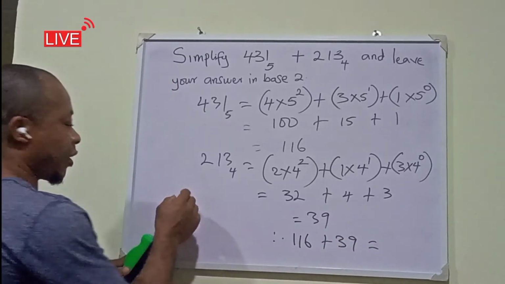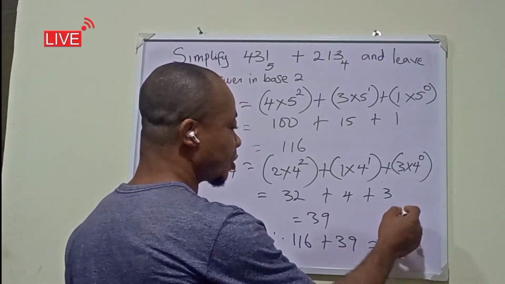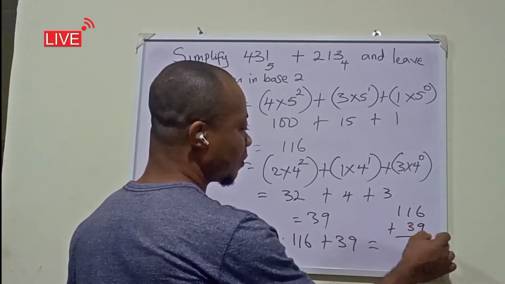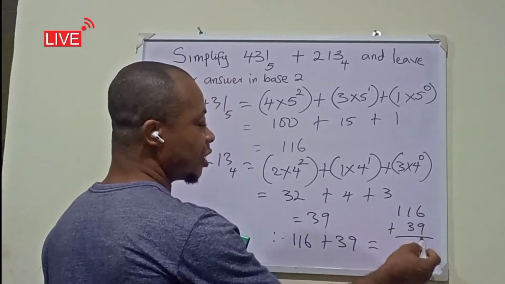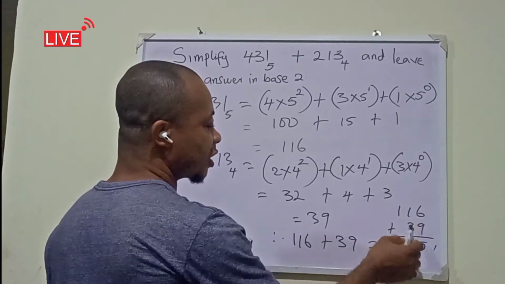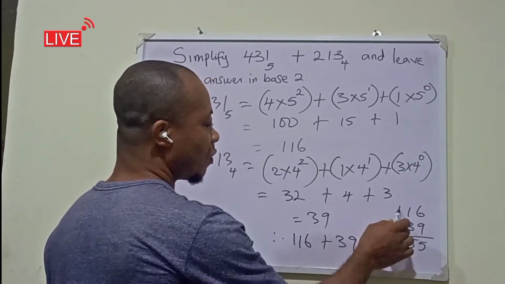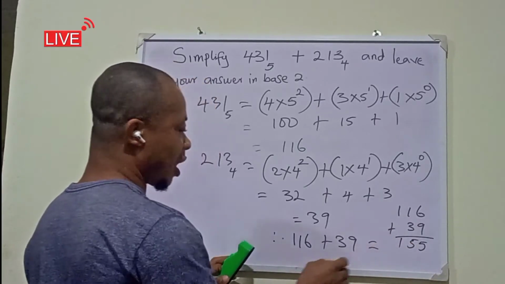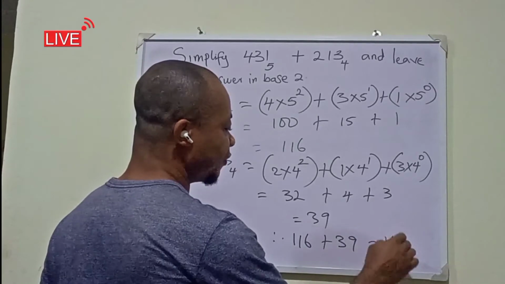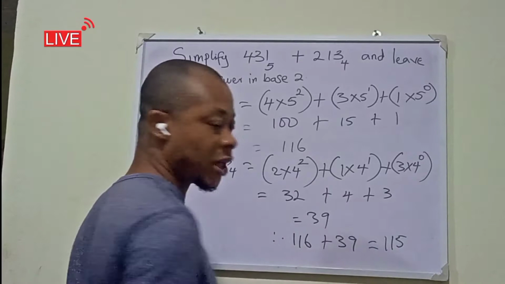Now let's add up. I don't like using a calculator, so that's why I like to show you all the steps. Let's add it here. 116 plus 39. Let's see. 9 plus 6 gives us 15. We write 5, carry 1. 1 plus 3 is 4, plus this one, 5. 1 plus 1 is... So the answer is 115. So what we have here is 115 base 10. But since it is base 10, we may not bother to write it.